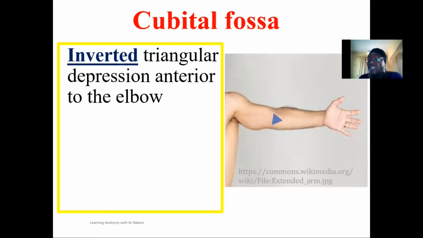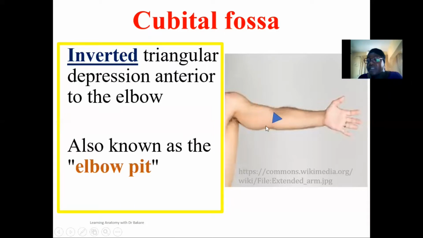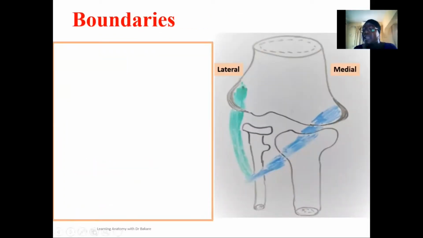This fossa is a triangular space, and this space has its apex directed downwards. That's why the base is seen towards the upper part. It is also referred to as the elbow pit. It is seen to be created as a depression in the anterior part of the elbow joint. So going further, let's look at the boundaries of the cubital fossa.